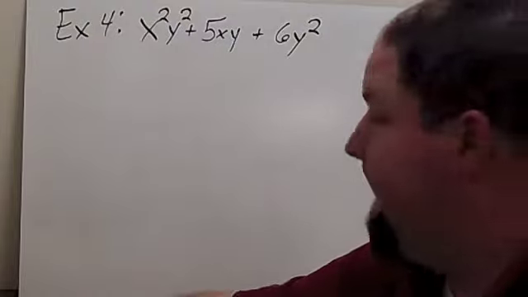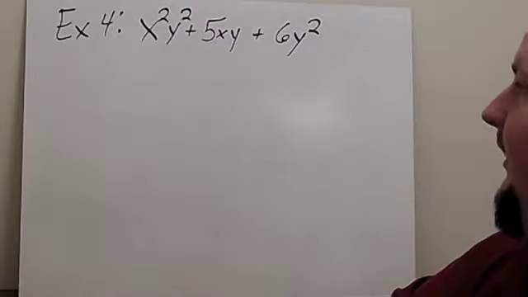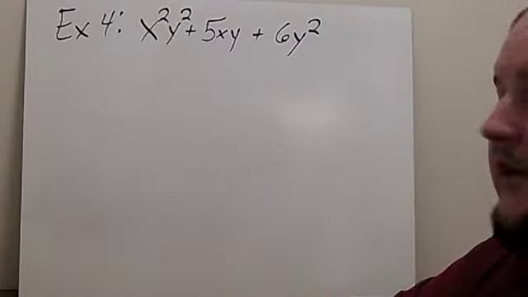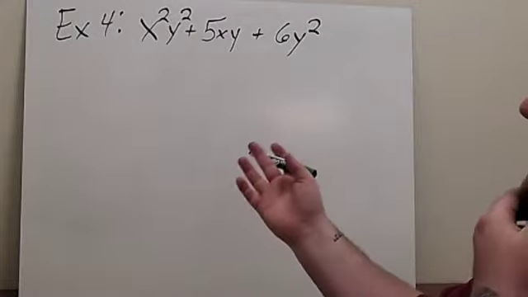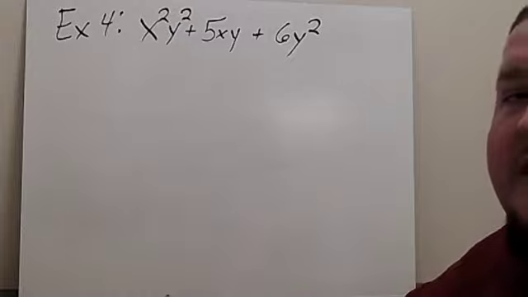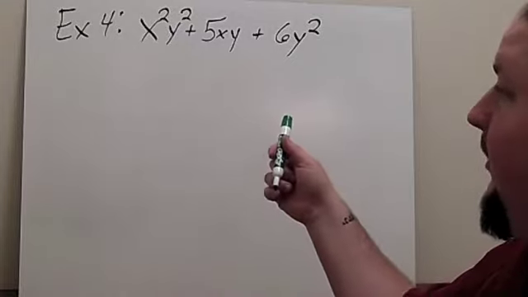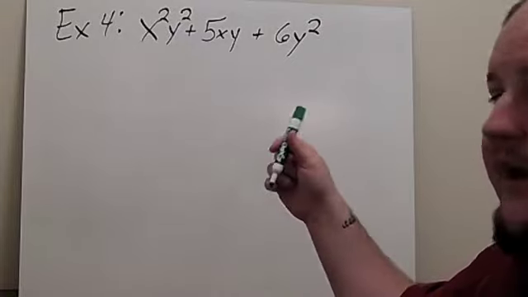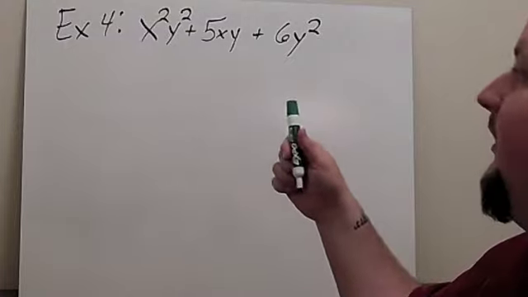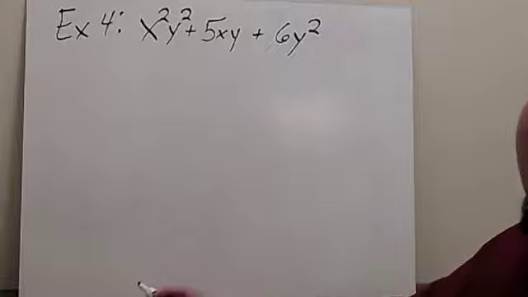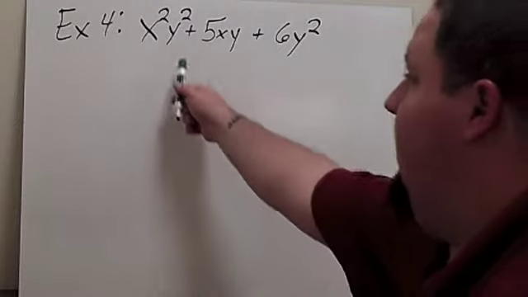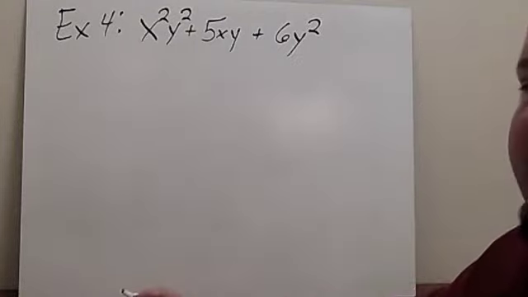My final example, I have x squared y squared plus 5xy plus 6y squared. Again, I'm going to be looking at the variables because there's no numbers here that are the same or that I can factor anything out of, because I would have 1, 5, and 6. This doesn't have an x, so I can't factor out any x's. I have y squared, y, and y squared.